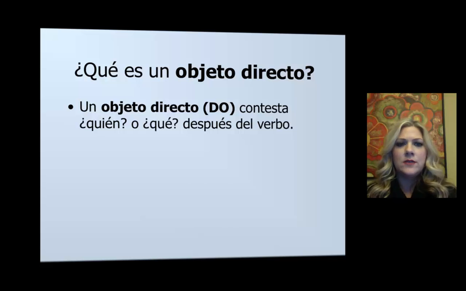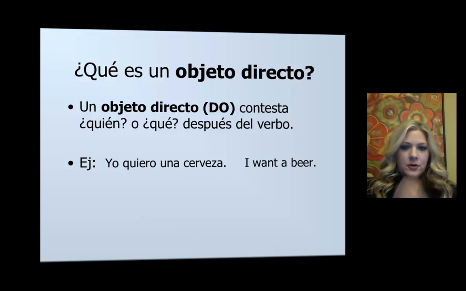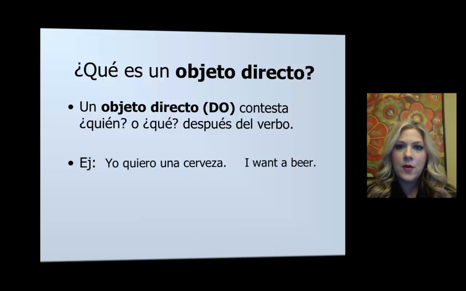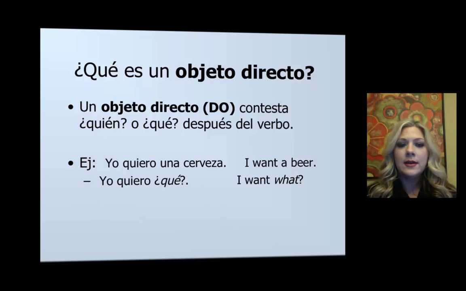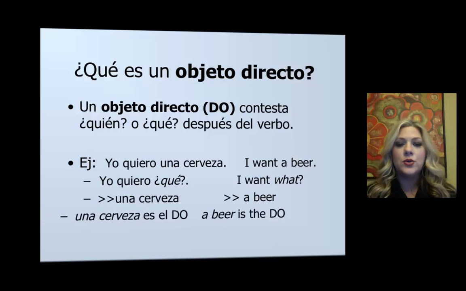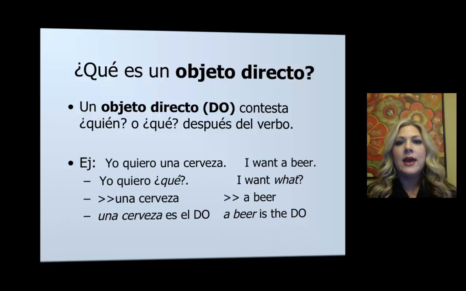So we can ask ourselves subject verb who or subject verb what, and the answer to that question is our objeto directo. For example, yo quiero una cerveza. I want a beer. It's always important that you're reading for comprehension and translating your Spanish sentences. I want what? Yo quiero qué? Your answer to that question is your objeto directo, una cerveza. So una cerveza, a beer, es el objeto directo, the direct object.